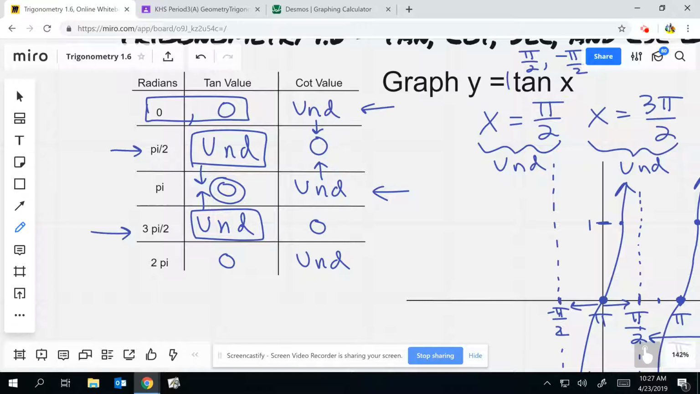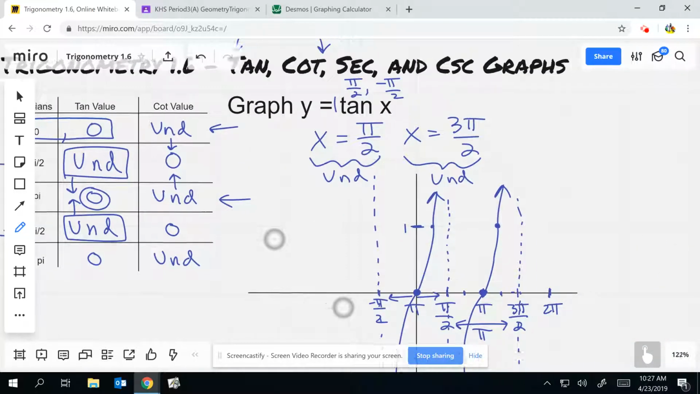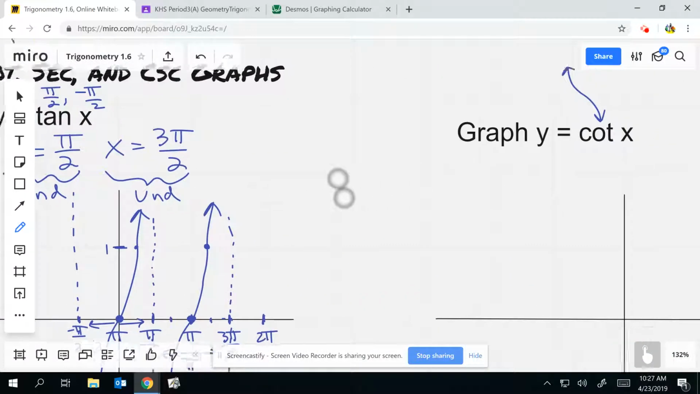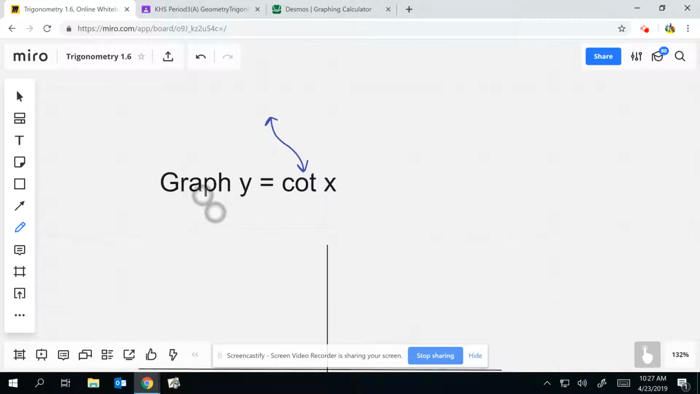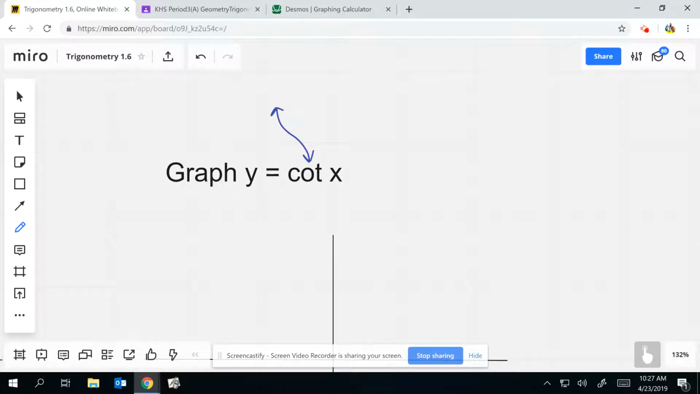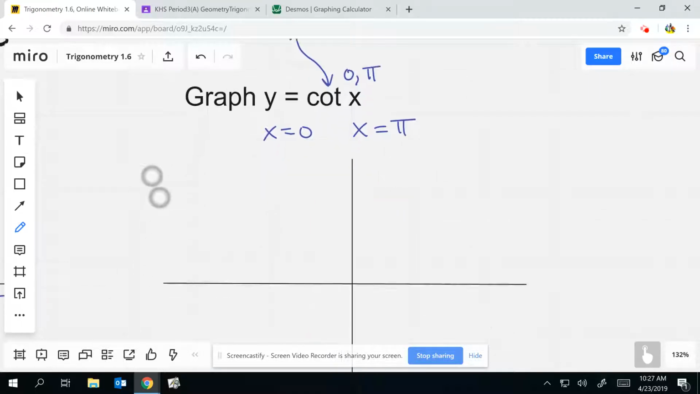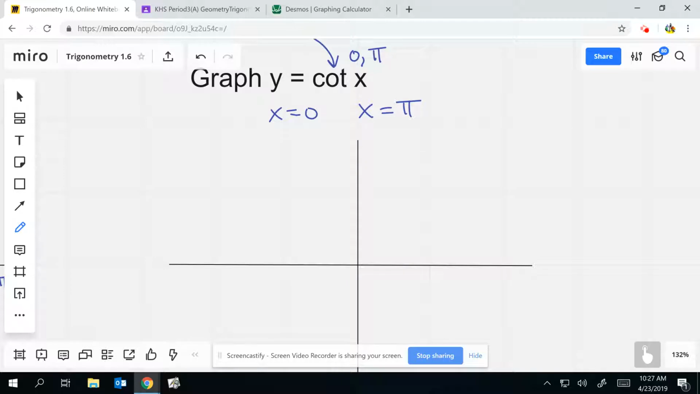So 0 and pi are going to be your two values that are going to be undefined that you're going to look for. So above this, you got the direction. You might also want to put 0 and pi. That's what you're looking for. So x equals 0 is one dotted line. x equals pi is your other dotted line. And in this graph, there's no numbers in front of x, so it's already solved. But how do you make a dotted line at 0?